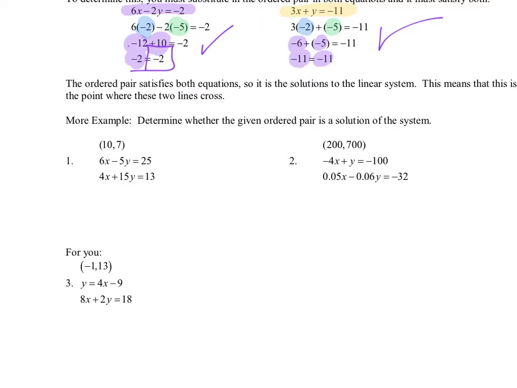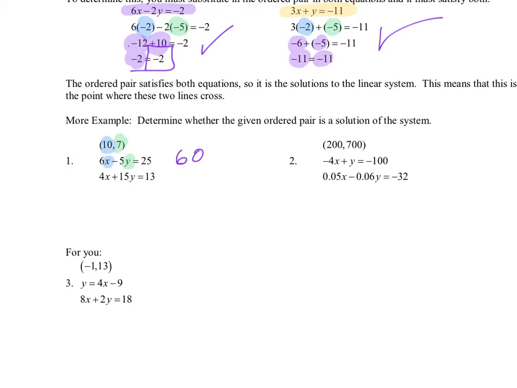Okay, so now they want us to do a few, and then I will do a few for you, and you will do a few. Okay, so we have 6x minus 5y equals 25. Sorry, so now I'm going to put in a 10 for the x, so that's going to turn this into a 60. And the 7 for the y, I did 10 for the x.